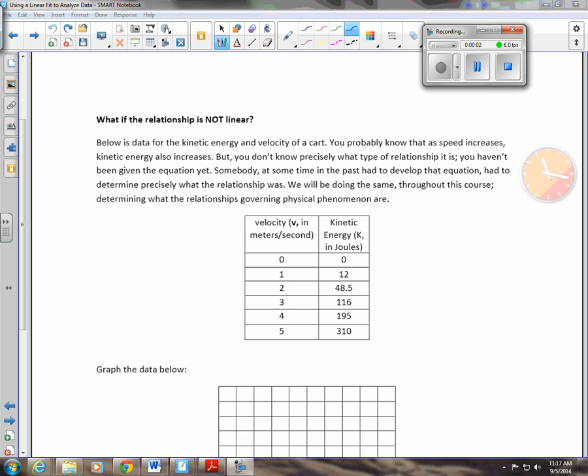Class, we've been working with analyzing data by doing a linear fit. Once we graph it and we know it's a straight line, we can find the slope, find the intercept, we can find the equation. But what are we going to do if it's not linear?